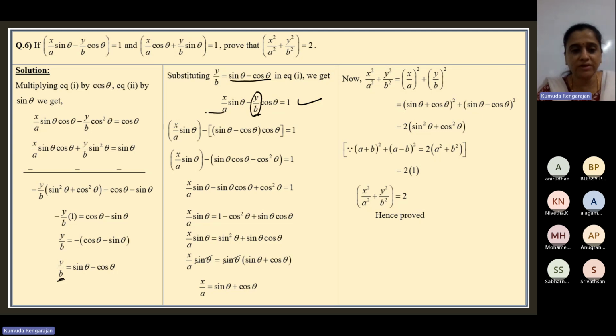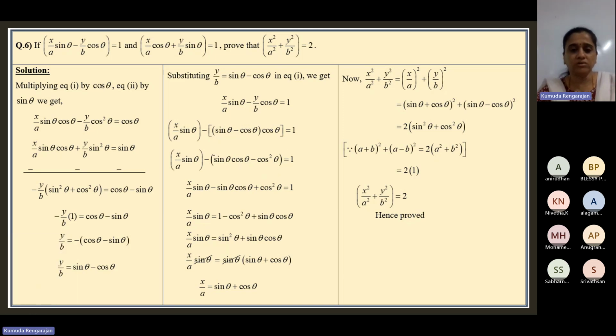So you can see here x by a sine theta minus y by b cos theta. What is y by b? Y by b is sine theta minus cos theta. So y by b is sine theta minus cos theta into cos theta is equal to 1. Instead of y by b, replace sine theta minus cos theta. Right, so x by a sine theta minus, now open the bracket, sine theta into cos theta, minus cos theta into cos theta is minus cos square theta, is 1.